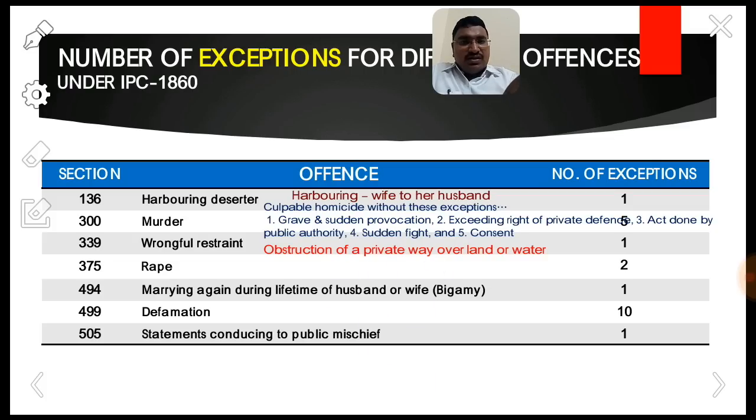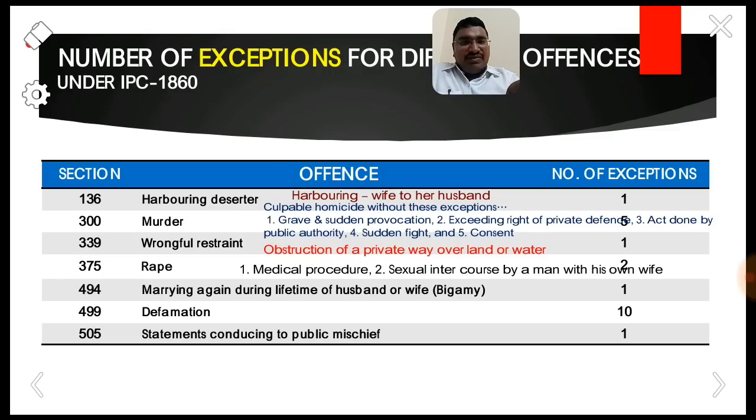Next one is wrongful restraint. Section 339 speaks about wrongful restraint. Whenever a person obstructs another person from moving in a particular direction, it is said to be wrongful restraint. Obstruction of a private way over land or water with an exclusive legal right does not amount to wrongful restraint under section 339. It is the only exception available under 339.